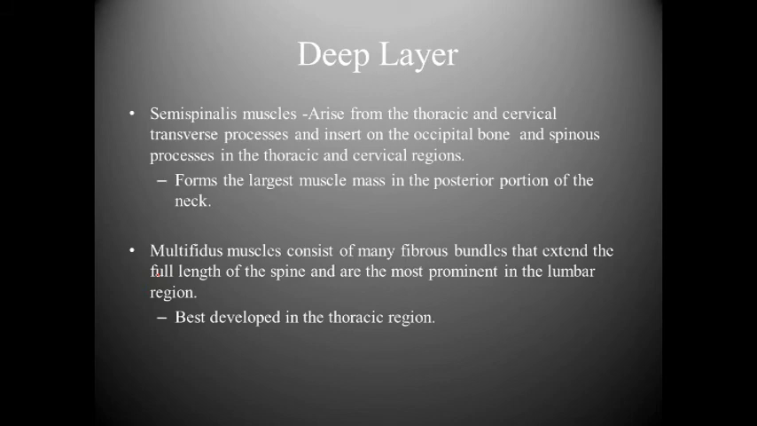The semispinalis muscles arise from the thoracic and cervical transverse processes and insert on the occipital bone and spinous processes in the thoracic and cervical regions. They form the largest muscle mass in the posterior portion of the neck. The multifidus muscles consist of many fibrous bundles that extend the full length of the spine and are the most prominent in the lumbar region, best developed in the thoracic region.